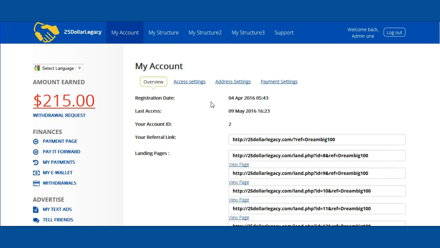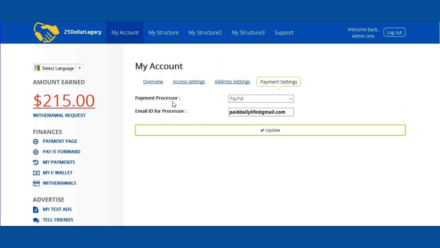Thank you, ladies and gentlemen. Today I want to go over a couple of things. We're still having people put the wrong information in the payment settings area. The payment settings area is your payment processor, and this is your email ID for the processor. Obviously, Payza is the one we're using to pay out for those that have a Payza account. You have to add your Payza email, not your ID number, for the $25 legacy system. This has to be the email for your Payza account.